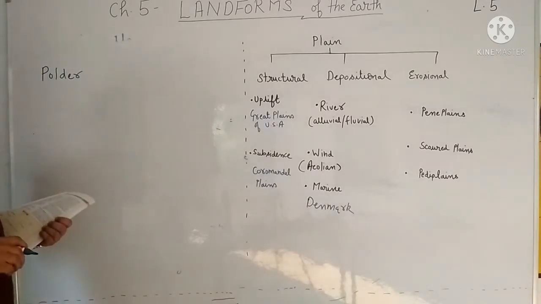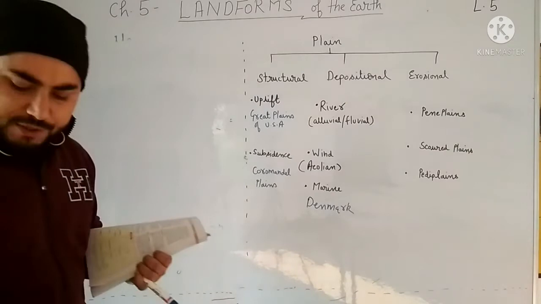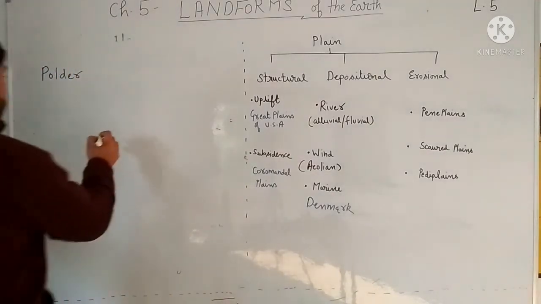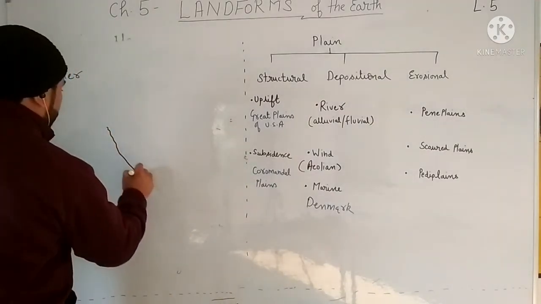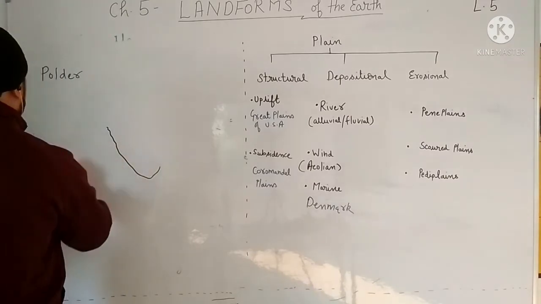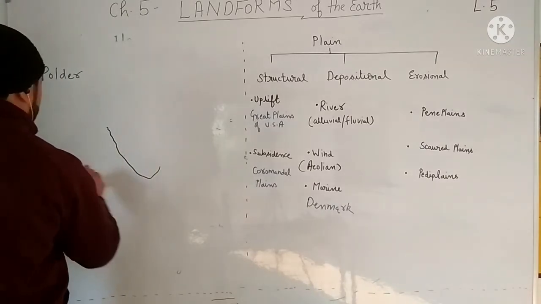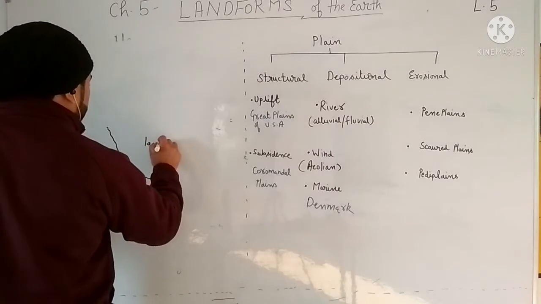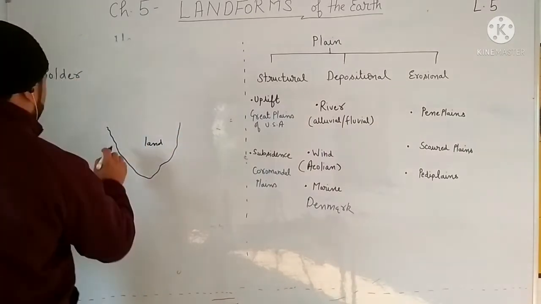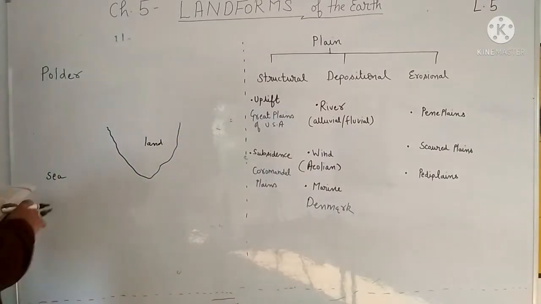See, polder is a reclaimed land from the sea. Suppose this is sea, and this is land here. This much is land, and here it is sea.